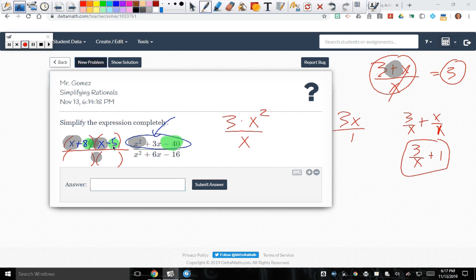On the bottom, first ones are x. What would the other ones be? Multiply to give me a 16, but also add to get me that 6. 8 and 2. And what are the signs? Positive or negative? So a negative 2, positive 8. Yep. So when you see simplify, they're trying to see, do you know where the cancellations occur?